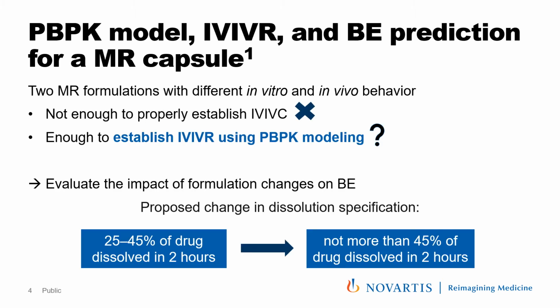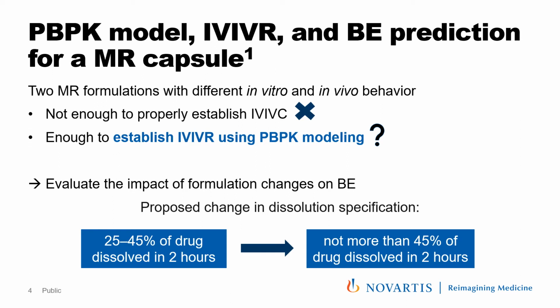First, let's focus on the case study. During drug product development, we had two modified release formulations with different in vitro and in vivo behavior. Only two formulations are not enough to establish in vitro and in vivo correlation according to the FDA regulatory guidance. We were thinking if it would be possible to establish regulatory acceptable in vitro and in vivo relationship using PBPK modeling.